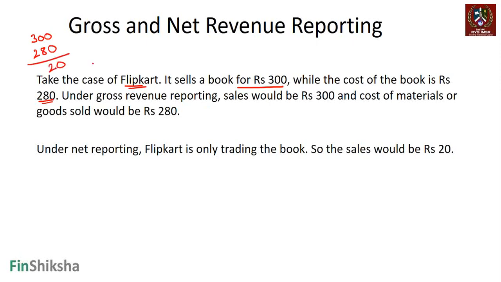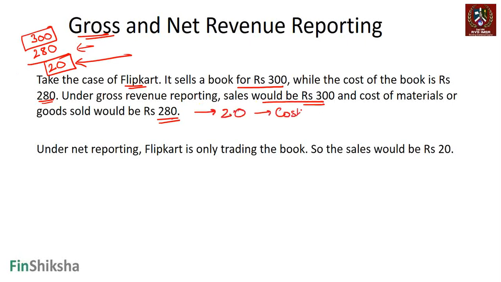Now technically Flipkart is just trading. They never really produced anything, right? So I buy a book from someone at 280 and give it to you for 300. Should my sales be 20, because all my costs will be taken out from this 20, or should my sales be 300? Under the gross reporting of revenue, sales would be 300, cost of goods sold would be 280, and then you get to the value of 20, and then you remove all your further costs from that 20 to get to the net profit.